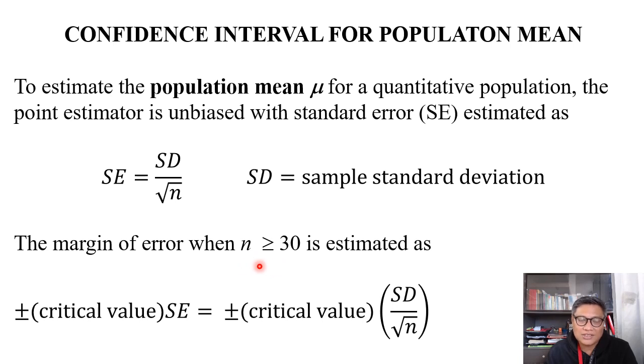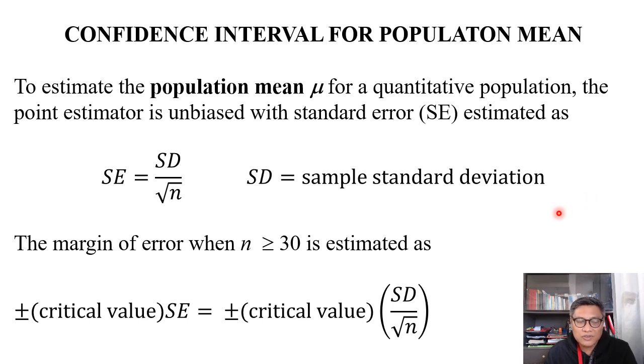large sample. As mentioned earlier, the sample size should be at least 30 or more. Then the margin of error can be computed using the critical value that we choose based on the confidence level times the standard error, which is denoted by this formula. Or we can simplify this as the critical value times the standard deviation divided by the square root of n, where the plus and minus indicate that we need to add and subtract it from the point estimate that we choose, in this case, the sample mean.